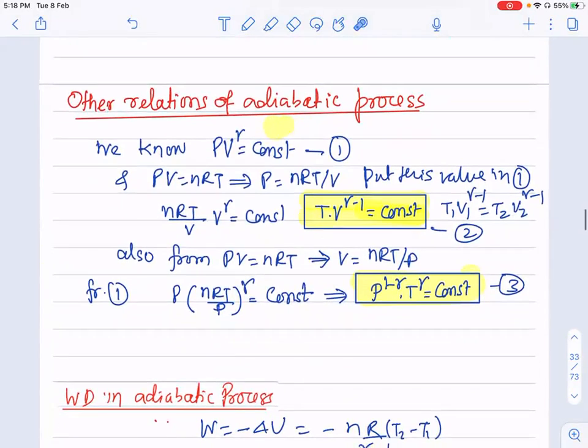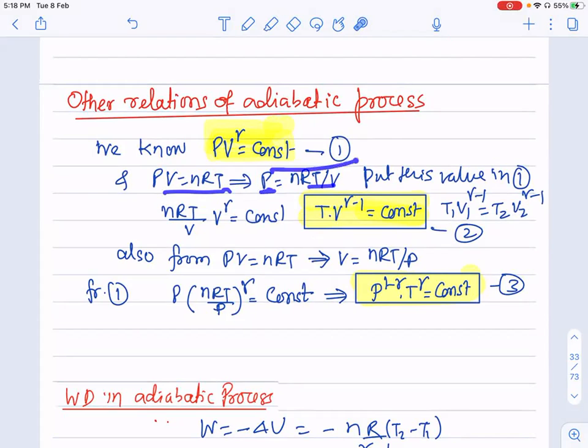Other relations can also be written for the adiabatic process. First one, this is the main one: PV to the power gamma is equal to constant. This is the main relation. Now we can change it to other forms also using the ideal gas equation. The ideal gas equation is PV is equal to nRT. So finding the value of P, it will be nRT by V.